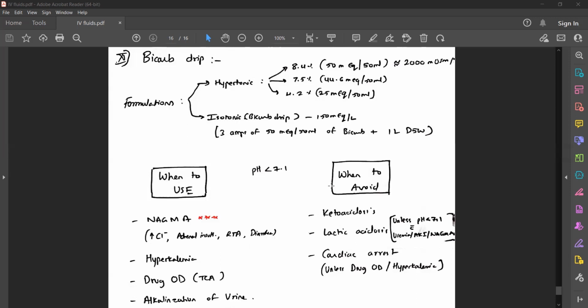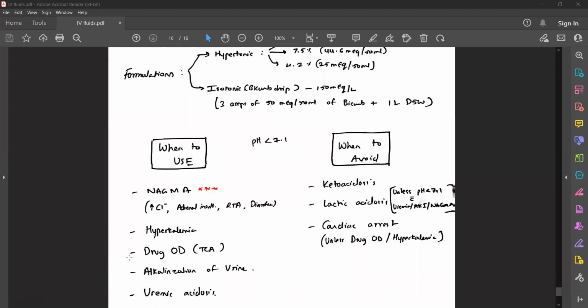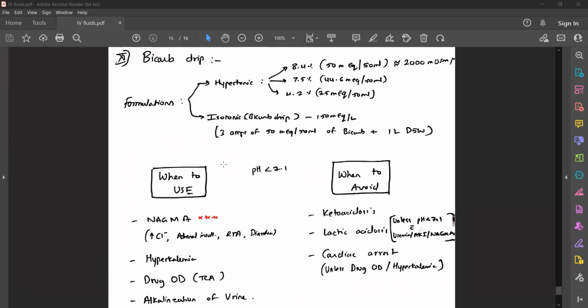If the patient is having non-gap metabolic acidosis, why is that happening? If the patient is having hyperkalemia, why is that happening? All these conditions are something that you have to address first, treat them rather than just using a bicarb drip.